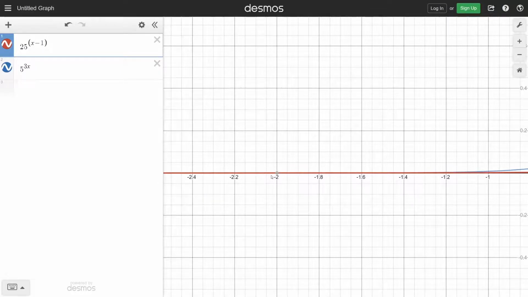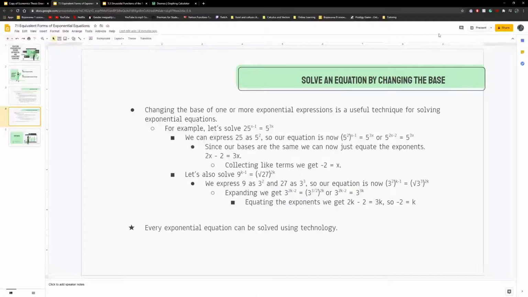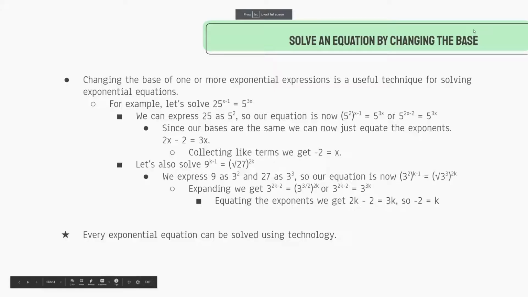So that would be our answer. As you can see, we can use this to solve any type of exponential equation. So for example, let's solve another equation. So this is what we have. 9 to the power of k minus 1 is equal to the square root of 27 all to the power of 2k. So from here, again, let's identify the two parts we have.